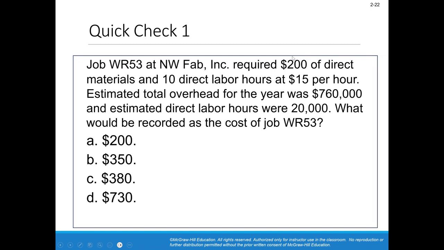All right, so this is going to consist of the direct materials of $200, the direct labor of $150, so that's $350. And then we're going to attach 10 hours of overhead. And so 760 divided by 20,000 is, I should know that off the top of my head, but I don't. $3.80. All right, or 38. Let's try that again. I don't think that's correct. 760. Try to do it the short way.